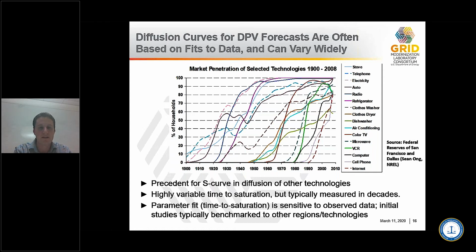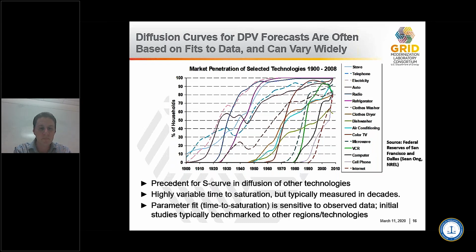But the other things we can take away is there's a highly variable time to saturation, but most technologies are measured not in years but in decades to reach full saturation. And then I think the other thing to take away is that the parameter fit, or the time to saturation, say the number of years between 5% market share to 95%, is very sensitive to the observed data. As you see, no technology on this chart has perfectly followed this shape. You can see clear dips for the Great Recession, for World War II, for many other exogenous factors that affect uptake over time.